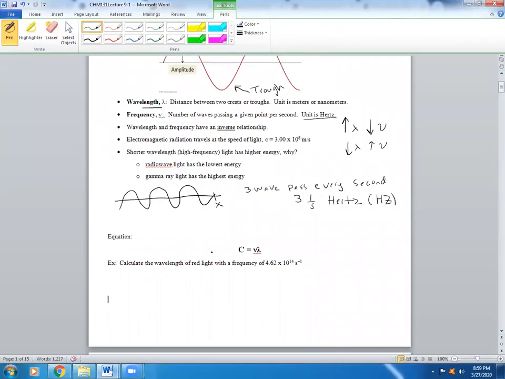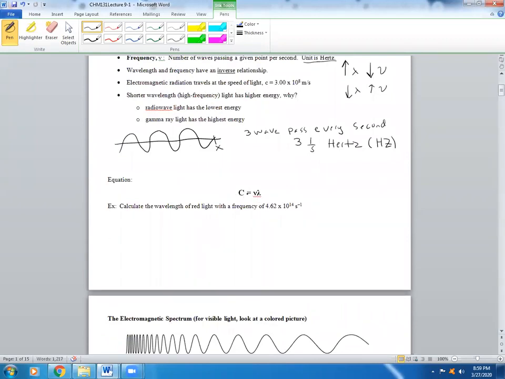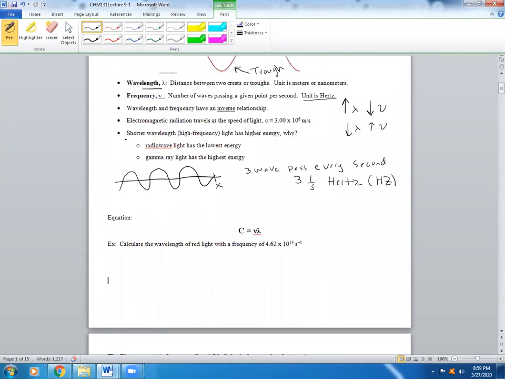So what is the equation for this? Well, the equation is this. C, let's go back here. Electromagnetic radiation travels at the speed of light. And the speed of light is 3.00 times 10 to the 8th meters per second. This is 300 million meters per second, or 187,000 miles per second. It is the fastest thing we know in the universe. There's nothing faster than the speed of light.